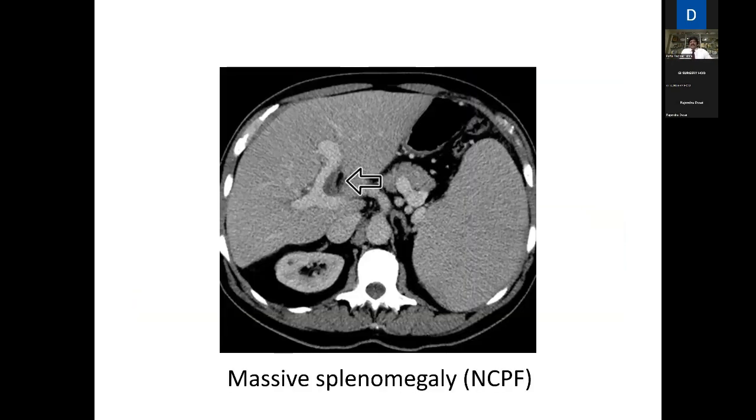And I said these patients have massive splenomegaly. If a patient with portal hypertension, a young chap in the 20s or 30s, comes with bleeding and massive splenomegaly, this patient is non-cirrhotic portal fibrosis unless otherwise proven.